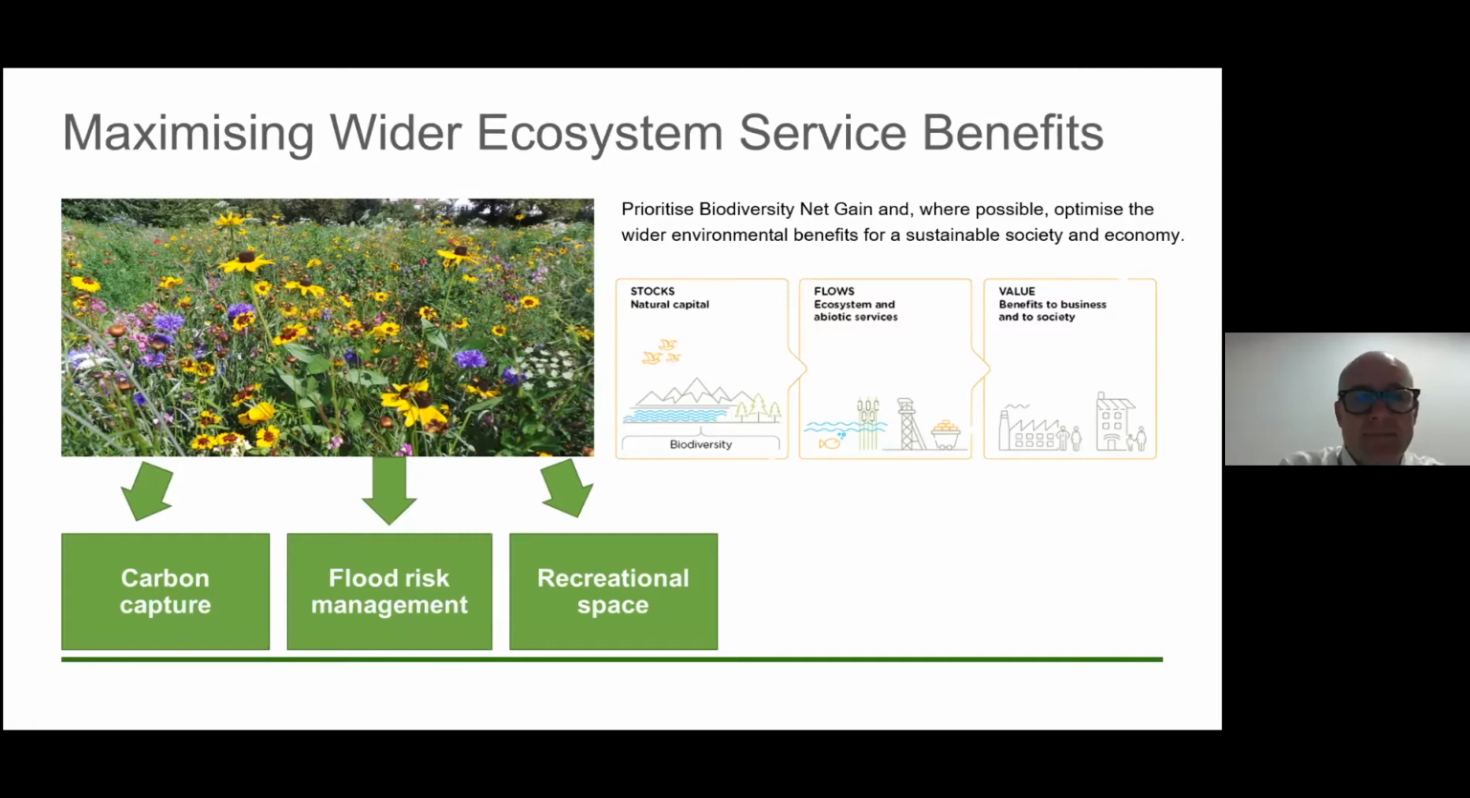This provides decision makers at all levels with the tools and evidence to make more informed and joined up decisions. But we still don't have all the detailed information. We don't have the complete picture of the condition of our habitats.